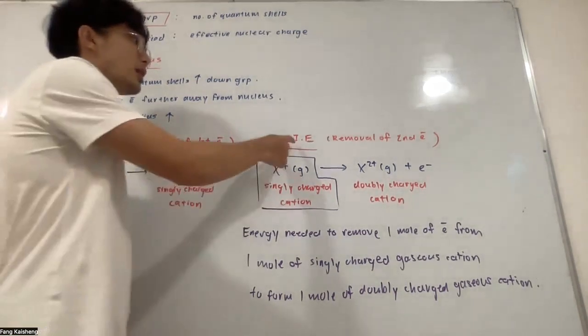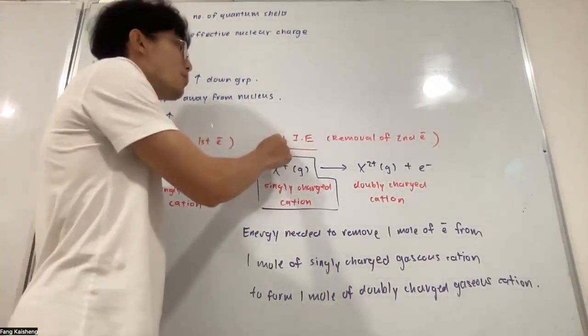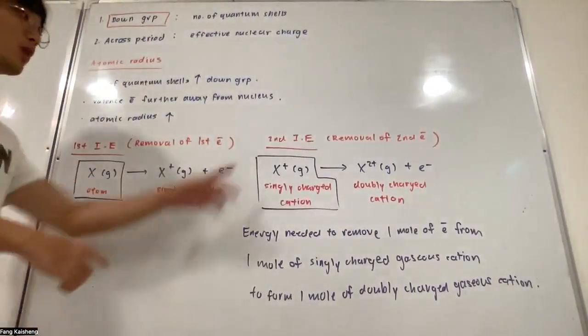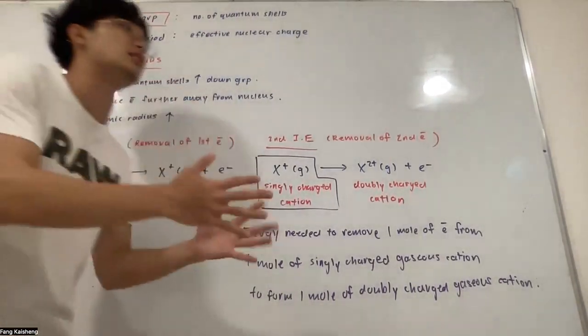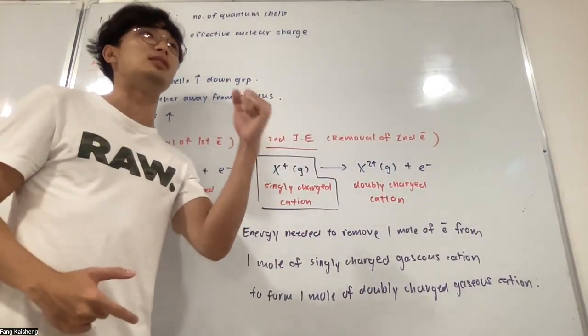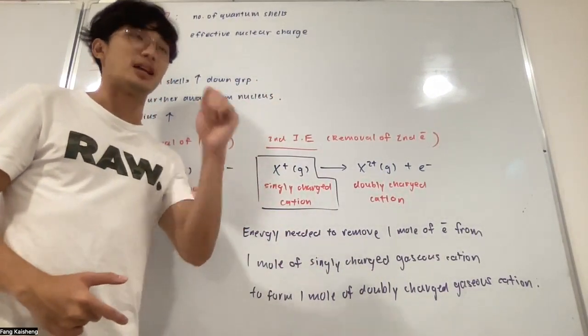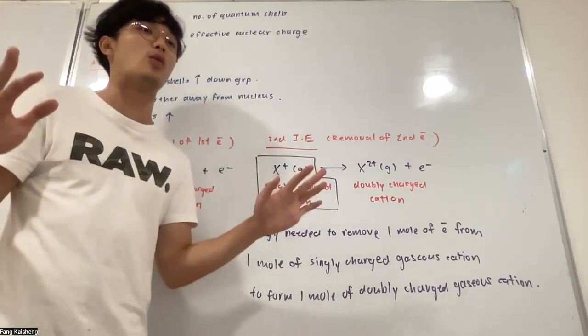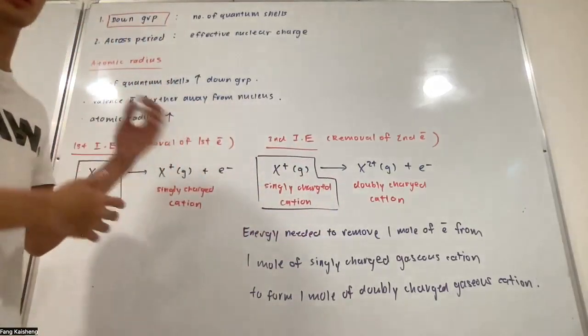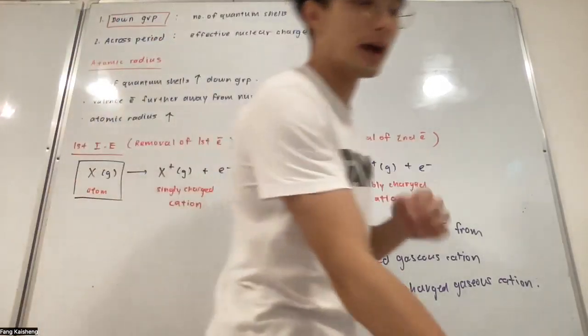So conversely, when they look at second IE, a lot of people think, oh, 2 means X2 plus. No, it's actually one number smaller. So if I were to tell you 6th ionization energy, which species do I actually look at? X5 plus. That's very important for all the questions regarding IE, which we'll practice more in the tutorial. Okay, so that's for ionization energy.